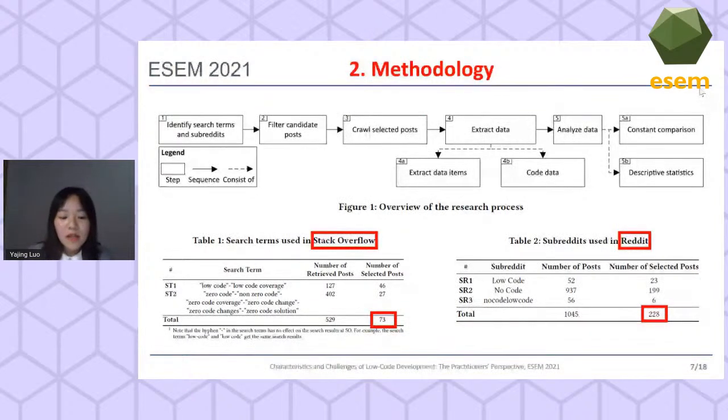And for the methodology, in our work, we explored two popular online developer communities, Stack Overflow and Reddit. We used two low-code development-related terms to search the related posts in Stack Overflow, and we extracted 33 candidate posts. Meanwhile, we explored 3 low-code development-related subreddits from Reddit and collected 228 posts. Then we extracted data from these posts and applied the constant comparison method to analyze the descriptions, benefits, limitations and the challenges of low-code development. For the rest of the research questions, we use descriptive statistics to analyze and present the results.